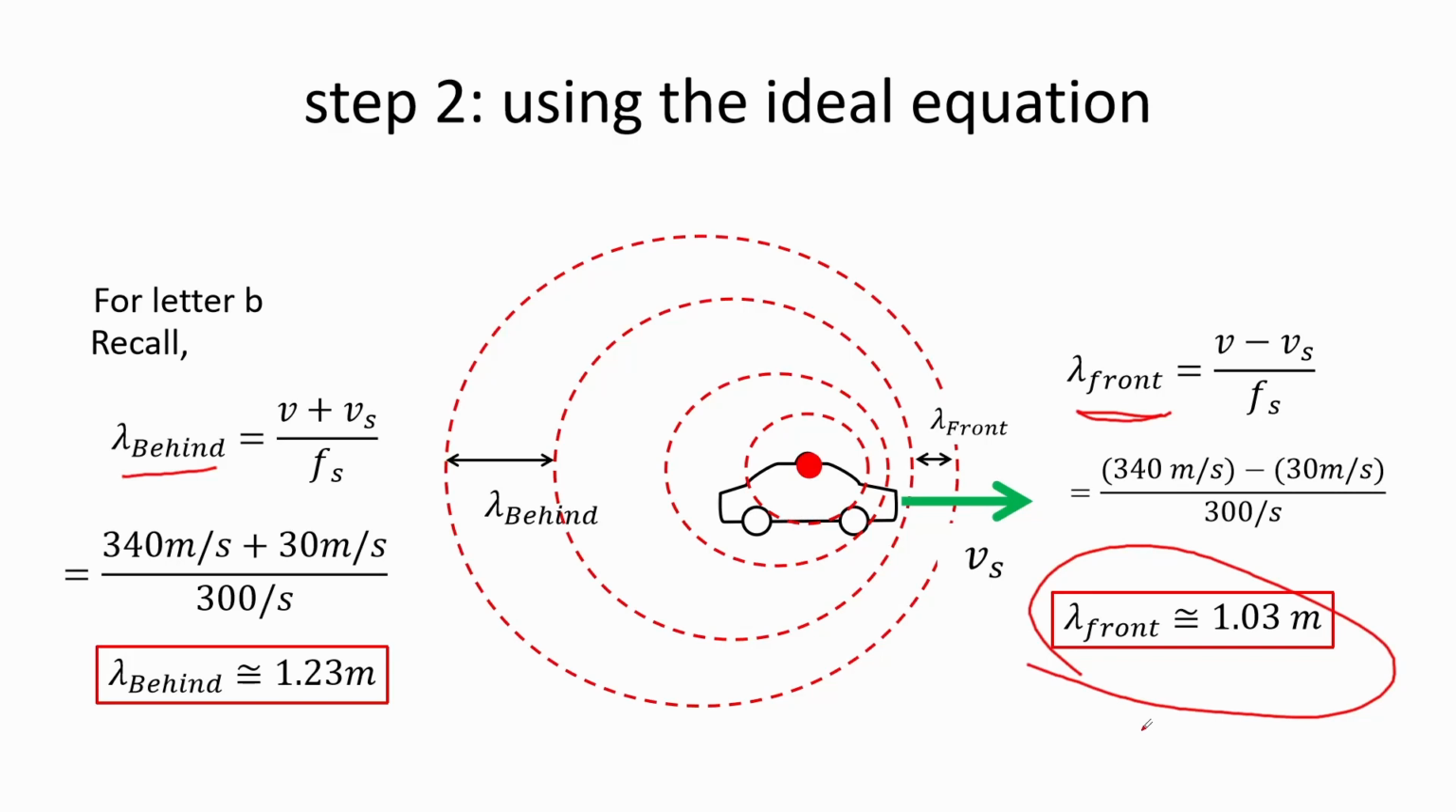Now at the back, we see that the wavelength is expanded due to the opposite direction of the wave front and the source. We get that it is about 1.23 meters at the back of a moving source.